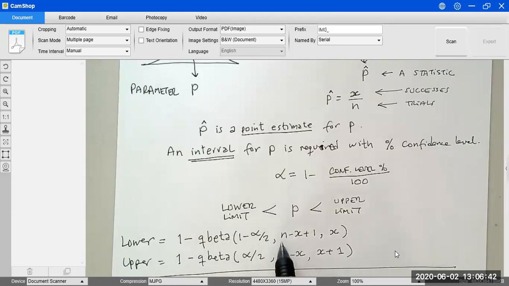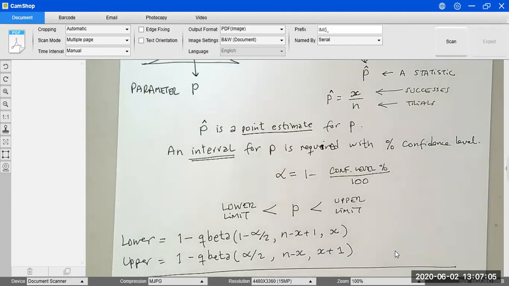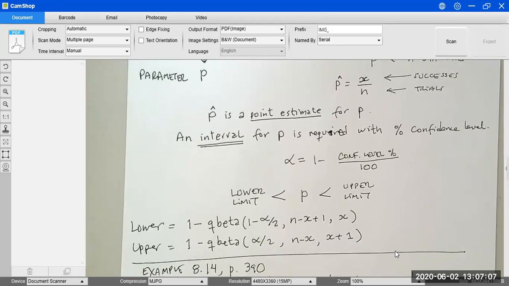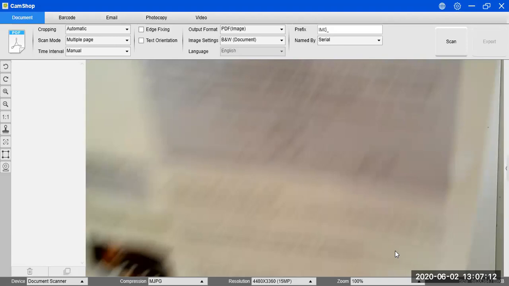So n minus x plus 1 or n minus x, the value in the middle of this set, is just a parameter that is known as alpha. This is another alpha, and this is a parameter beta, and this is another beta. So these alpha and beta are for the beta distribution. So you just follow this formula, and then you're going to be able to find the lower and the upper limits for your problem. So we're going to start with an example.